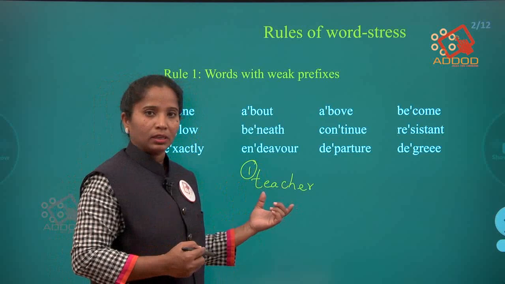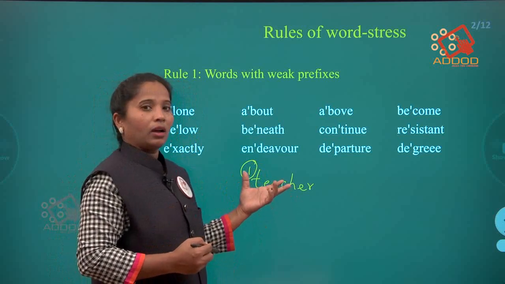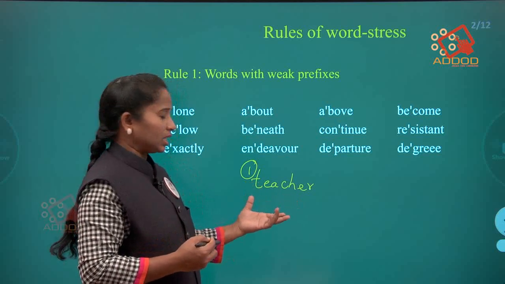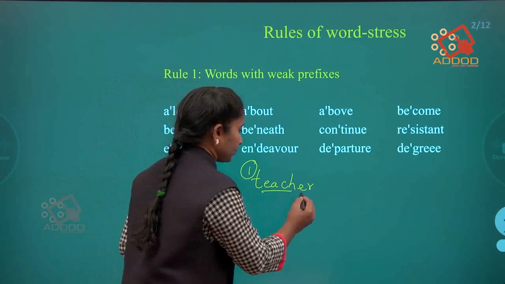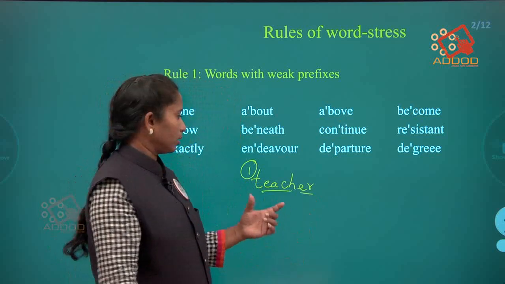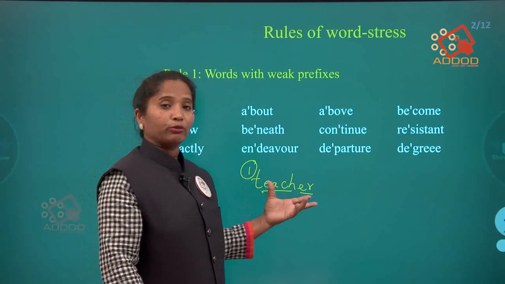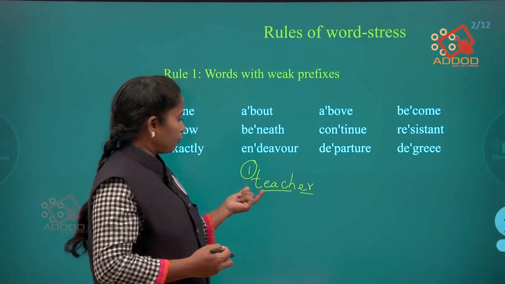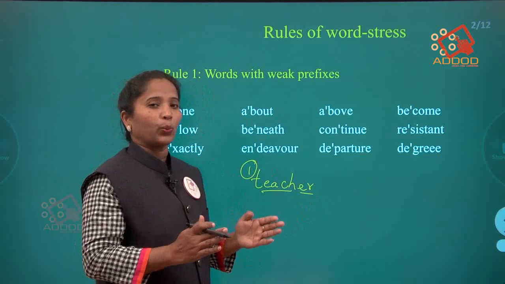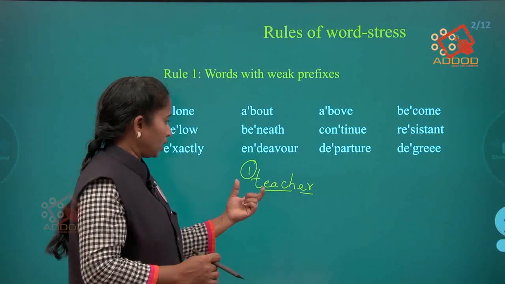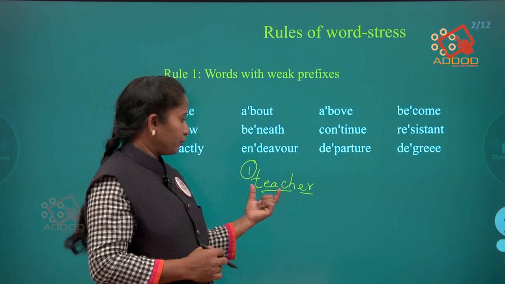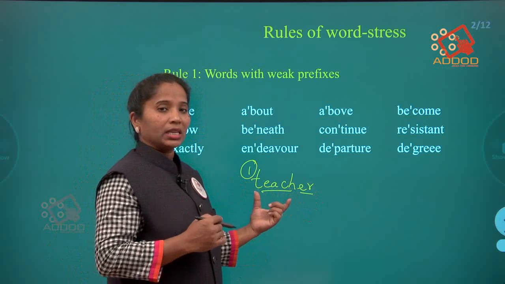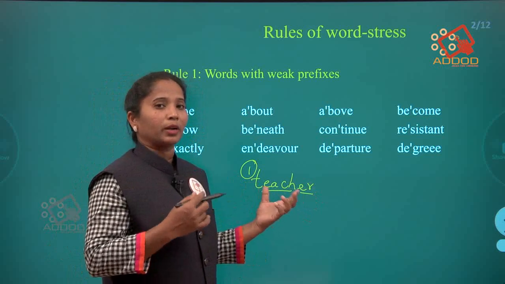We have learned syllables in our previous classes. First, to mark the stress on a particular syllable, you have to check how many syllables you have. So teacher has 2 syllables. In which syllable do we have to stress? Which syllable has to be stressed more? It is the first syllable. So the correct way of pronouncing teacher is teacher. The first syllable should be stressed more and the second syllable should not be stressed. That's how you have to pronounce it correctly.